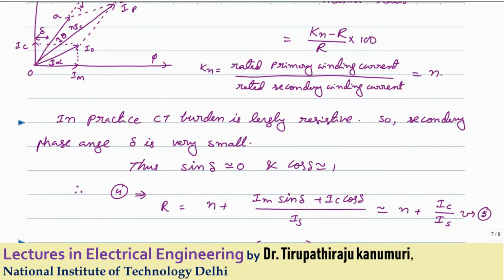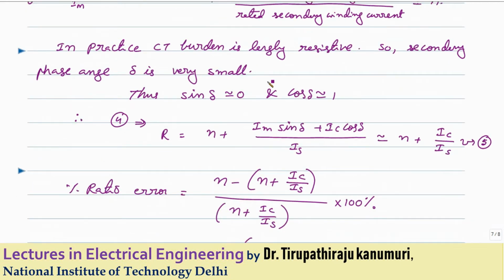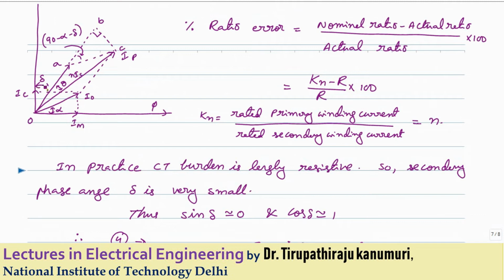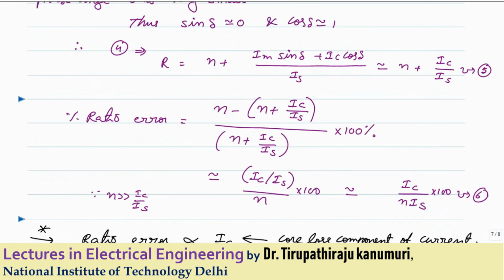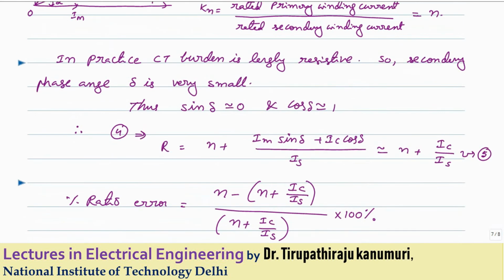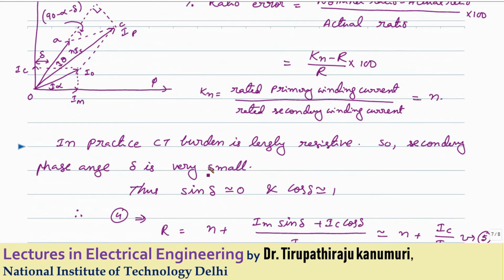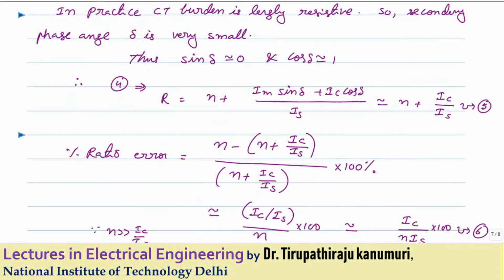So in practice, the CT burden is largely resistive, so the secondary phase angle, that delta, will be very small. Again I am going back to this diagram. This secondary phase angle delta is the angle between the secondary induced EMF and the secondary current, because when it is referred to primary it is the same. In practice this delta will be very small, because it is designed to be mainly resistive. So I can take sin delta approximately equal to 0 and cos delta nearly equal to 1. This introduces very little error, so it is acceptable.